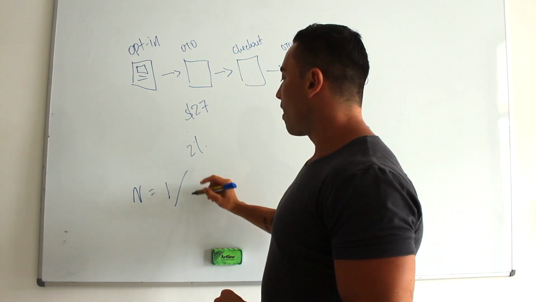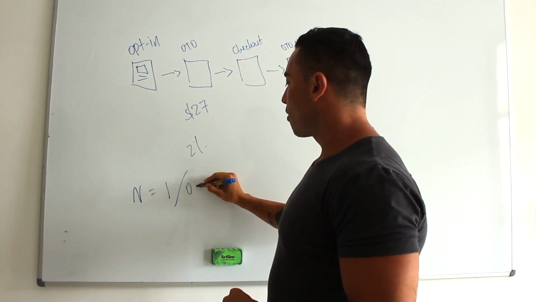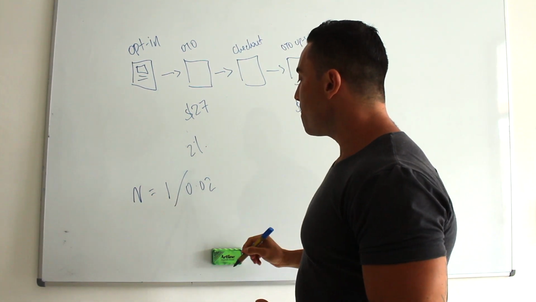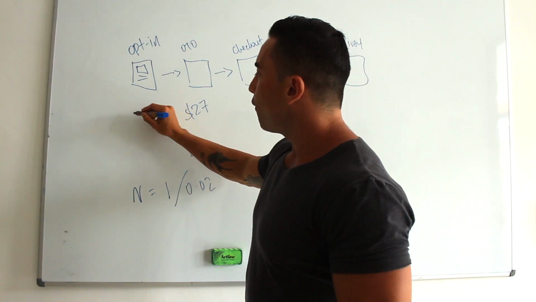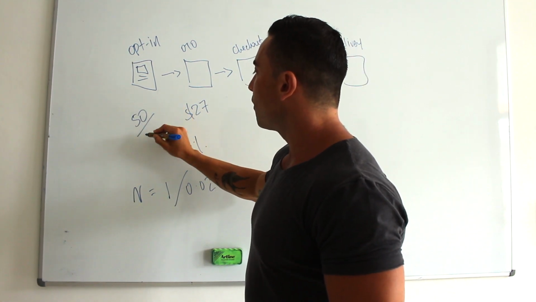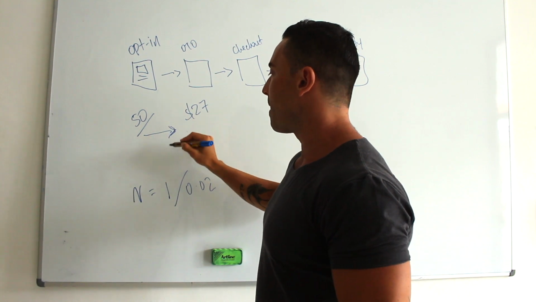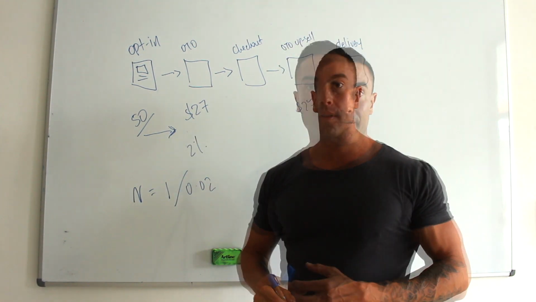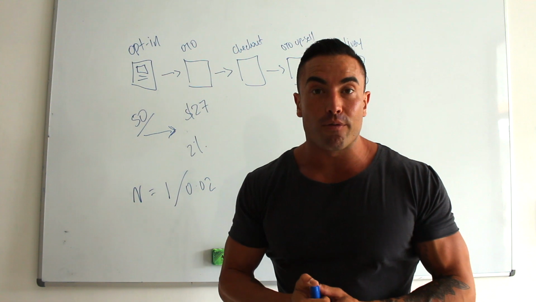we know N equals 1 divided by 2%, 0.02, which means that we need to get 50 opt-ins for us to get 1 customer. Now then, this is where the rubber meets the road.